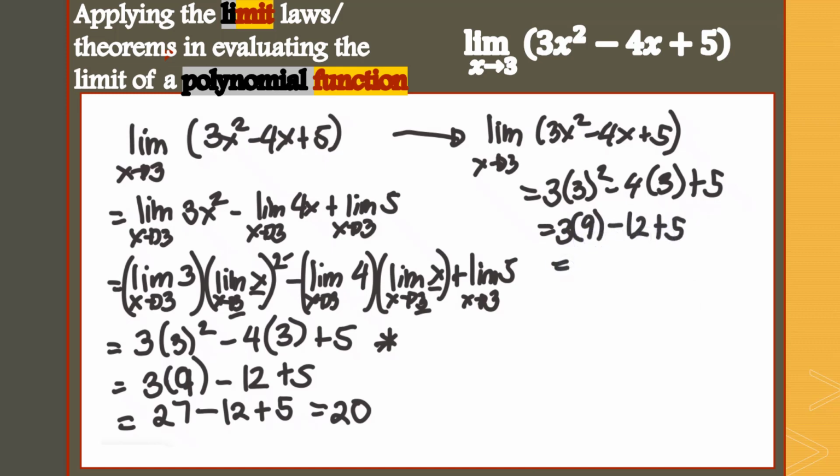You will have here 27 minus 12 plus 5. You have the result, which is again 20. So we have the same result as this and that. This is even longer, this is shorter, but either way, this is how we solve or apply the limit theorems for this polynomial function.